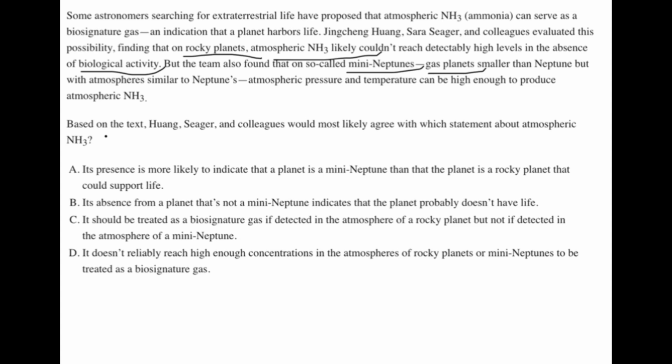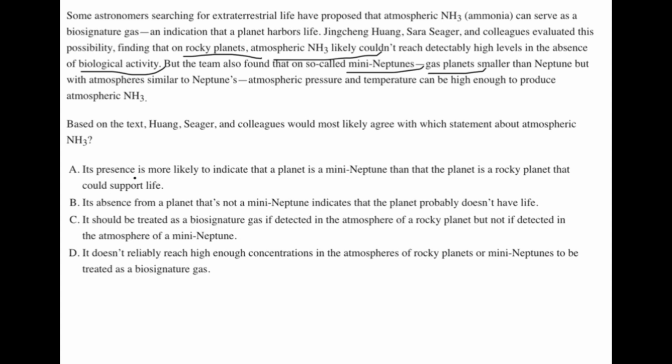It says, based on the text, Wong, Seeger, and colleagues would most likely agree with which statement about atmospheric ammonia? A. Its presence is more likely to indicate that a planet is a mini Neptune than that the planet is a rocky planet that could support life. It doesn't compare which one is going to be more likely based on this text. It would require us to use knowledge outside of the text that's not found here.